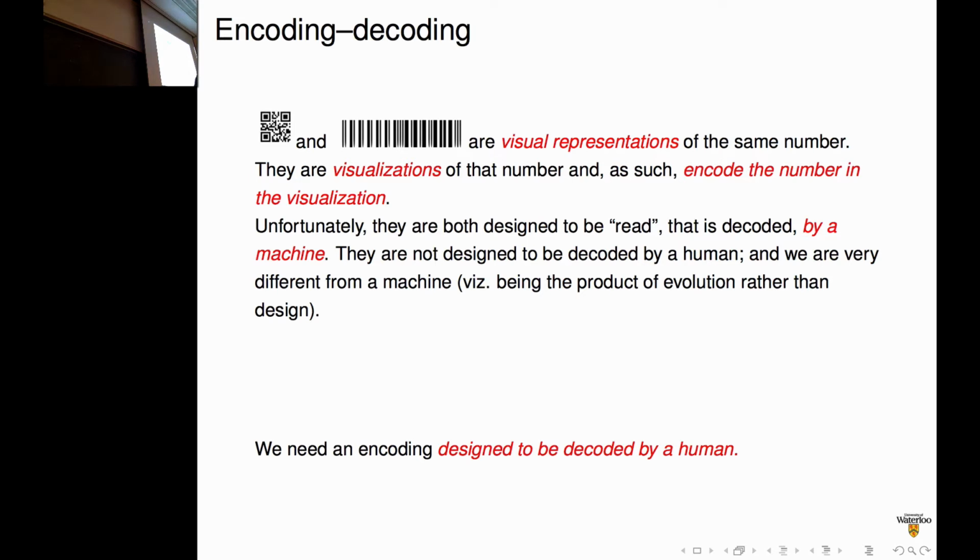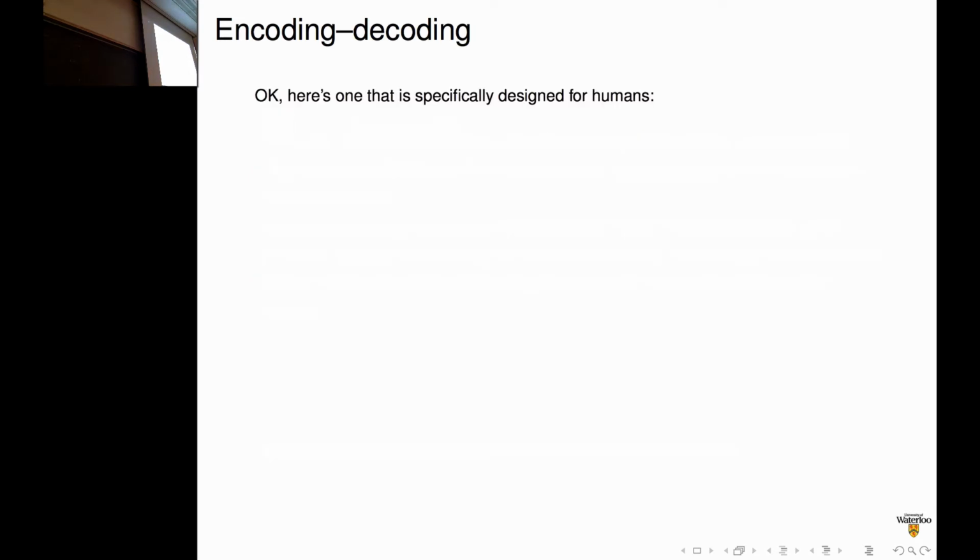So here's one. Okay, this is specifically designed for humans, so that should be easy for us to decode. Okay? There it is. So what's the number? It's for humans. I understand you guys are all humans. Any idea? Sorry? 26. Okay, why?